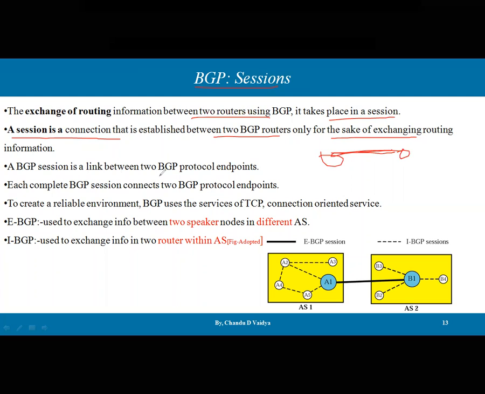A BGP session is a link between two BGP protocol endpoints. Let's say this is the output of this router. To exchange this information, we require endpoints. Each complete BGP session connects two BGP protocol endpoints. To create a reliable environment, BGP uses the services of TCP, which is a connection-oriented mechanism through which BGP establishes the connection between two endpoints.